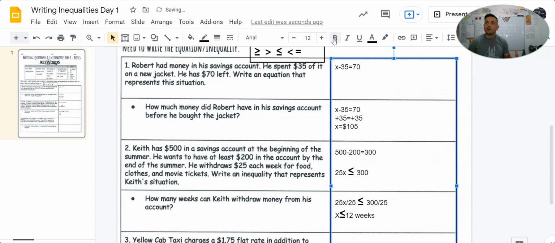What are we measuring? 12 weeks. Because this is a real world scenario. Real world scenarios should have units attached, or things attached that you're counting. Just like in the first example, we had $105. Here we have 12 weeks. So x equals the number of weeks he can withdraw or pay himself this $25 allowance.